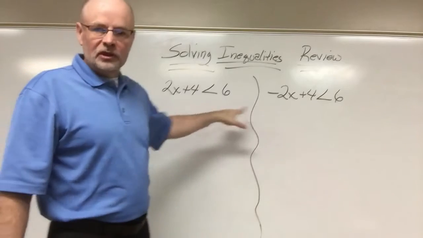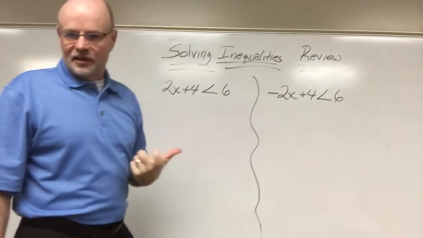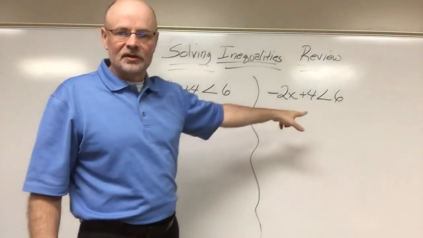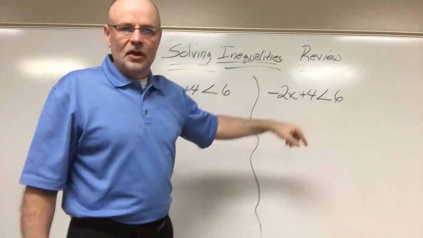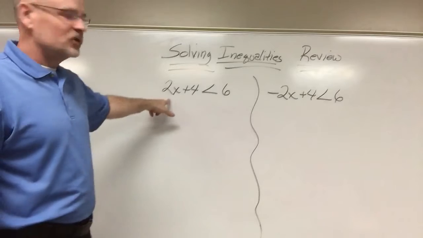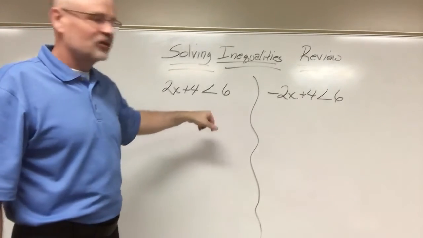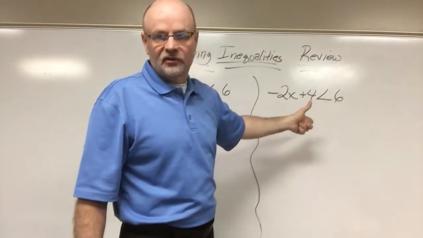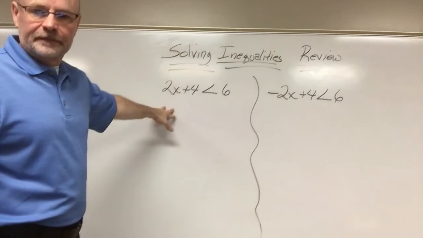So notice I have two inequalities up here. They're very much like an equation. I'm going to use the same steps. The only difference is I have an inequality symbol. Okay? So let's look at both sides. Notice I have 2x plus 4 is less than 6, or on this side, negative 2x plus 4 is less than 6. So let's start with this side.